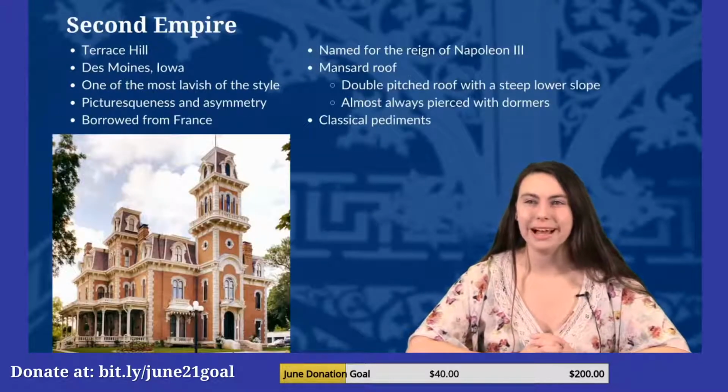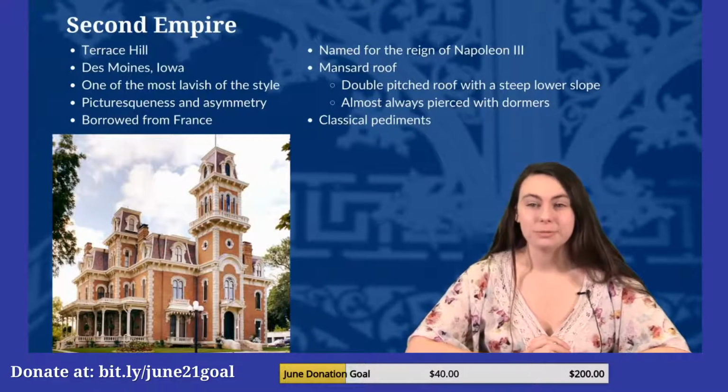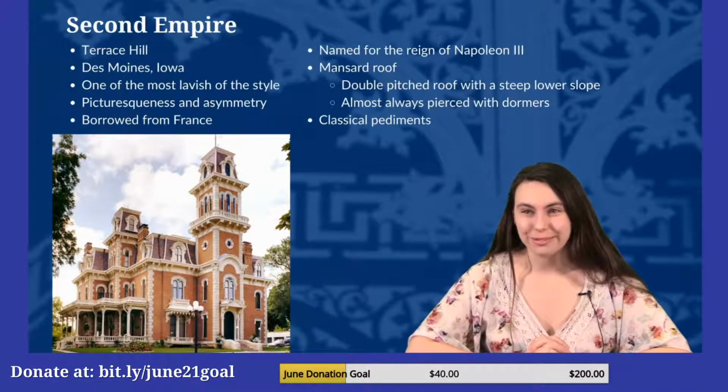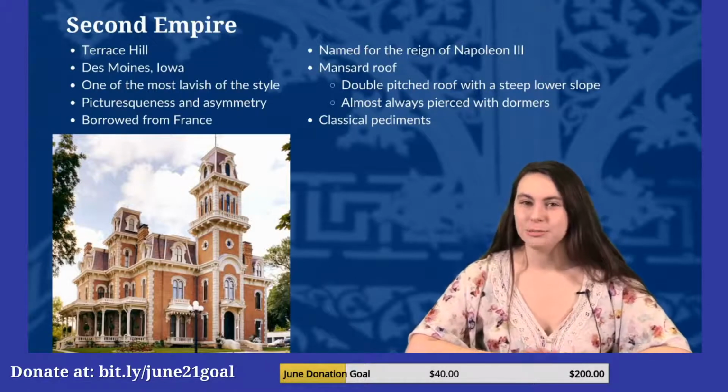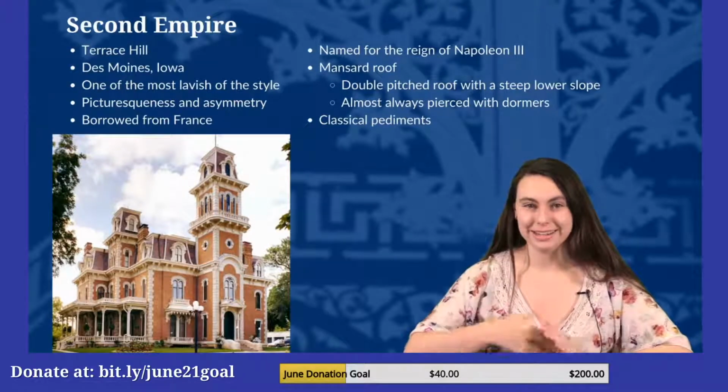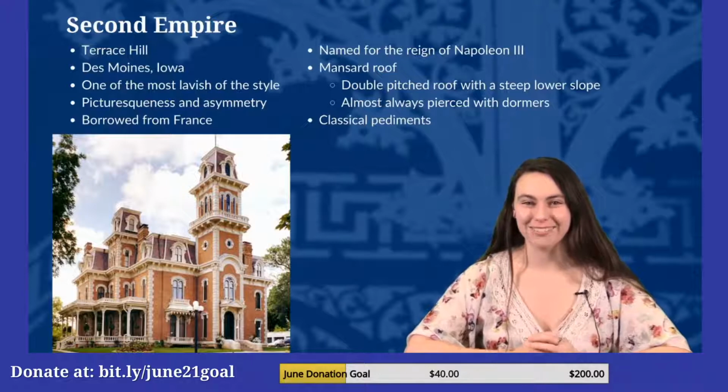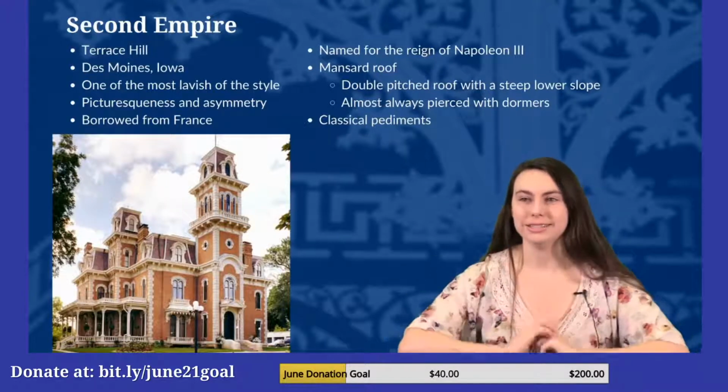All right, so here we have Second Empire. This is Terrace Hill in Des Moines, Iowa. It is now their governor's mansion. It's one of the most lavish houses of the Second Empire style. And the more lavish it is, the more hallmark characteristics it has of being Second Empire, because they are able to put in all the money and get all of the characteristics.